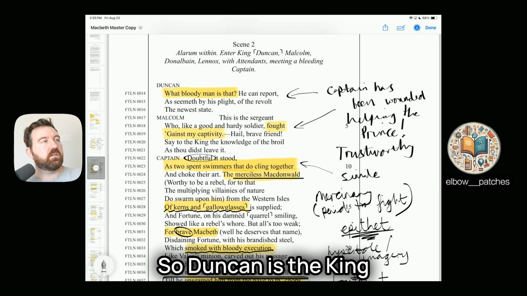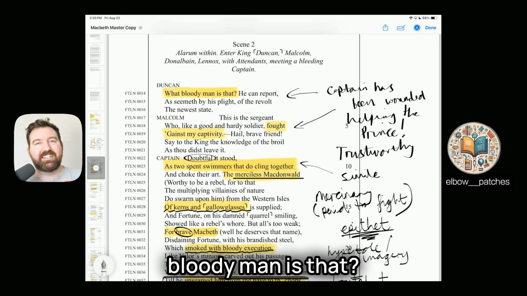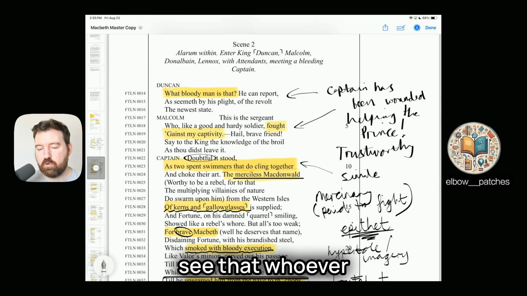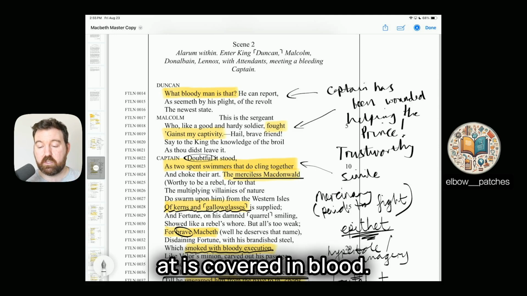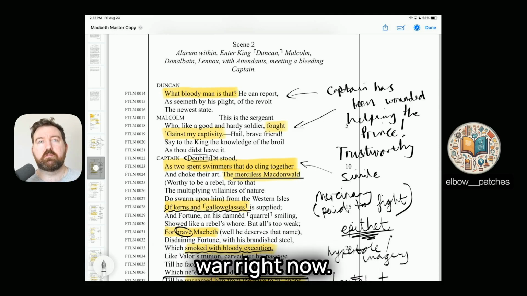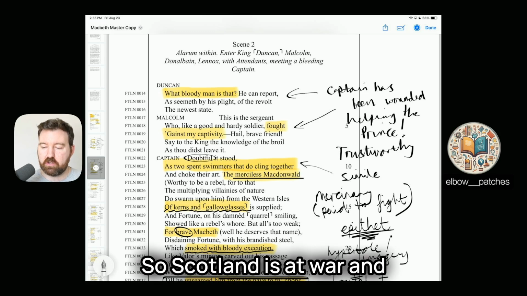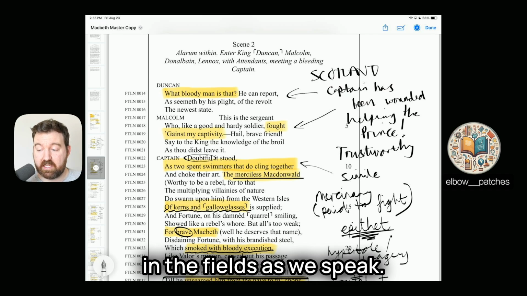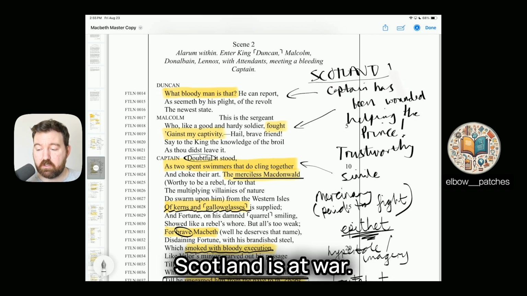So, Duncan is the king. And the first thing that he says is, "What bloody man is that?" And so we immediately see that whoever Duncan is looking at is covered in blood, and that establishes the fact Scotland is at war right now, okay? So Scotland is at war and his men are dying in the fields as we speak.